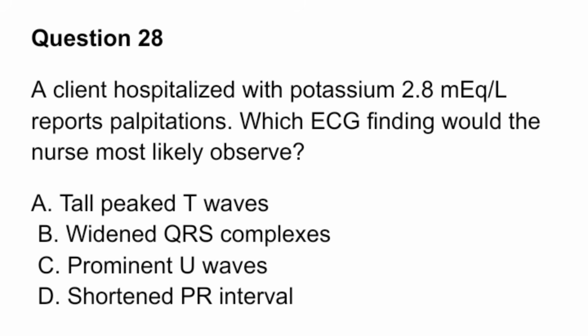Question 28. A client hospitalized with potassium 2.8 milliequivalents per liter reports palpitations. Which ECG finding would the nurse most likely observe? A. Tall peaked T waves. B. Widened QRS complexes. C. Prominent U waves. D. Shortened PR interval.